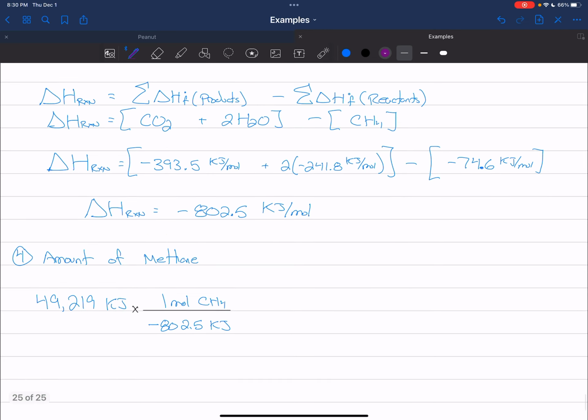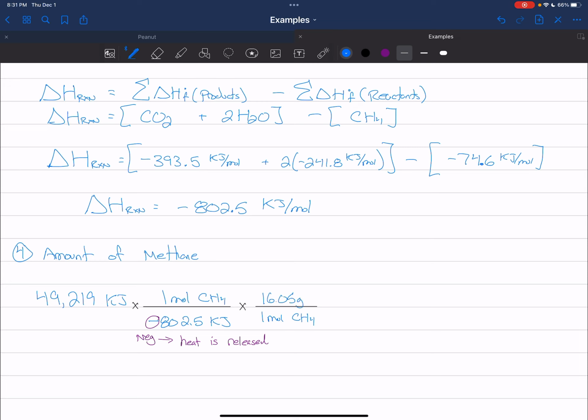Now I want to point something out. This is negative, which means heat is released. Right? Obviously, we're not going to have a negative amount of grams of methane. So that's just a negative number for heat release. We're not going to use the negative. Then, 1 mole of methane is 16.05 grams of methane. All right. So if I do that, I get 984 grams of CH4.